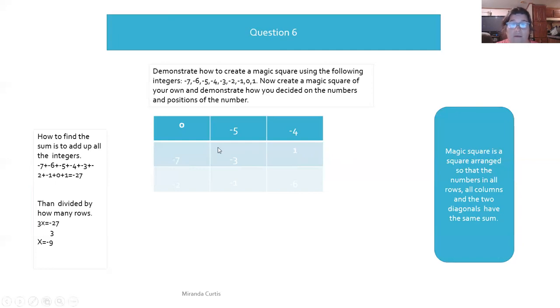Okay, then we have our bottom one. -2 plus -1 plus -6 is -9. I'm sorry guys, I thought that was a little bit darker. We go this way, -4 plus 1 plus -6 is -9. You do the same thing. -5 plus -3 plus -1 is -9. We went down. We went this way. Then we went this way. 0 plus -3 plus -6 is -9. So you want to make sure all of these equal -9. That is how you do a magic square.